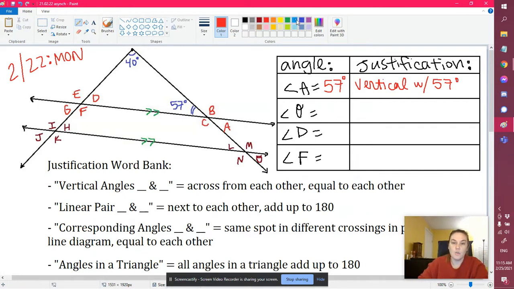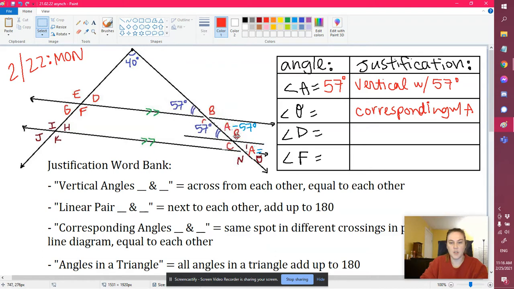And then for O, we know 57, but we also now know that A is 57. So we can use this information as well. And this is going to be the key one because A and O are corresponding. And corresponding here has a specific meaning. The specific meaning is that if you copied and pasted this crossing, it fits perfectly over here because these two lines are parallel, right? And because it fits perfectly, that means O and A are equal. 57.